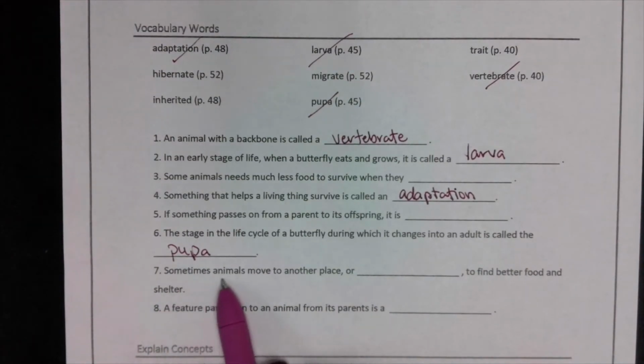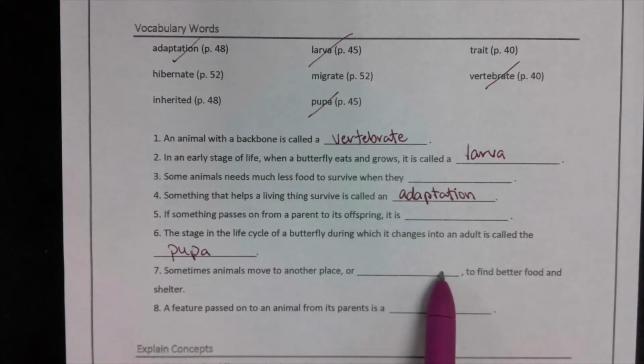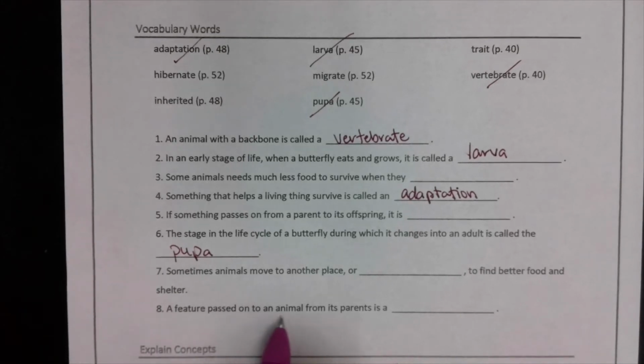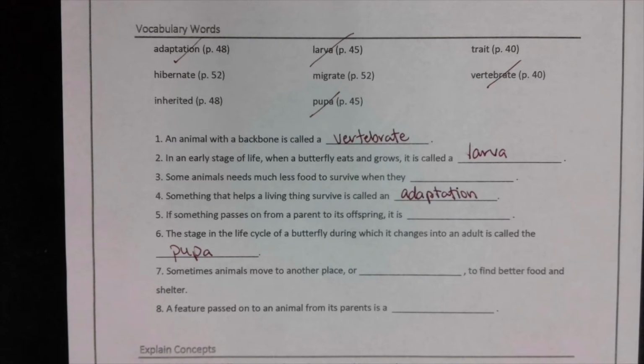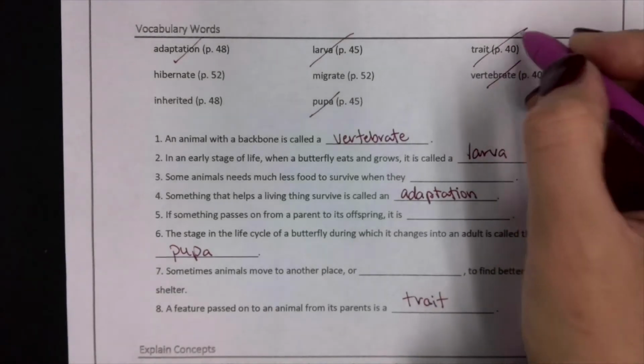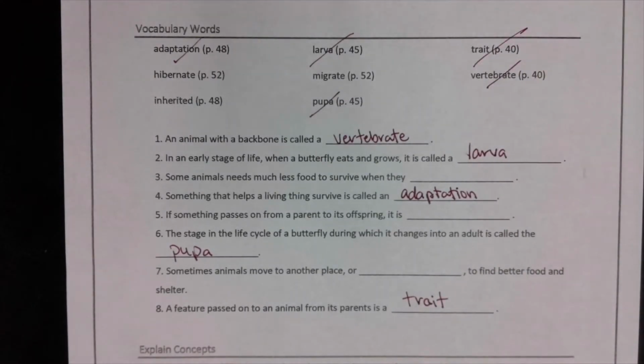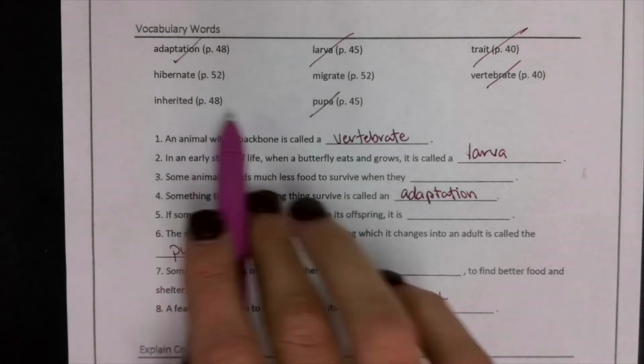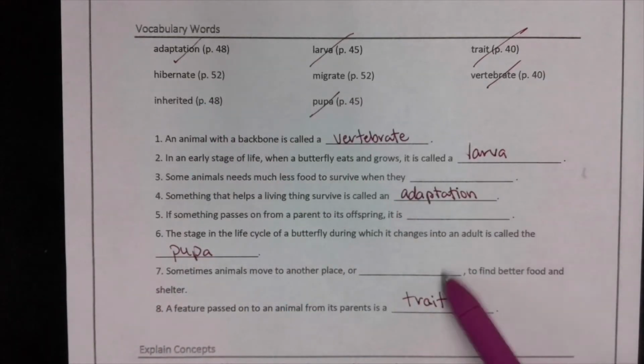Number 7, sometimes animals move to another place, or blank, to find better food and shelter. And number 8, a feature passed on to an animal from its parents is a what? Well, features, we call those traits. Remember, you can look in your book, you can look in your notes for the answer. You know that all these are on pages 48 to 52, so you can find the last 3.